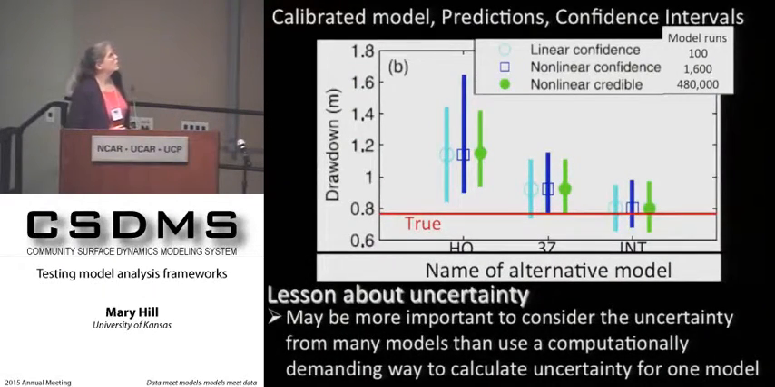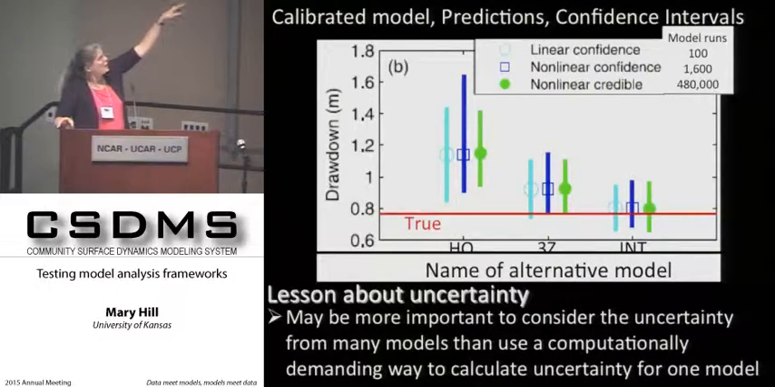The ones in PEST are the linear confidence intervals and the nonlinear confidence intervals. And this is for a groundwater problem. I can describe to you the theory behind the nonlinear confidence intervals if you want. The other alternative that's been very popular recently is Markov chain Monte Carlo intervals, and those are the ones in green. This is a problem in which we're considering alternative models, and for each of those models, we're calculating these three different kinds of confidence intervals.